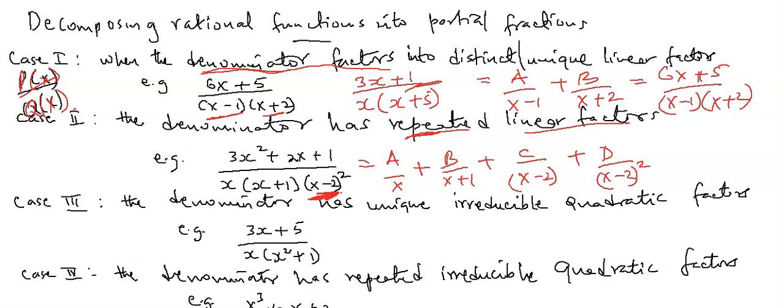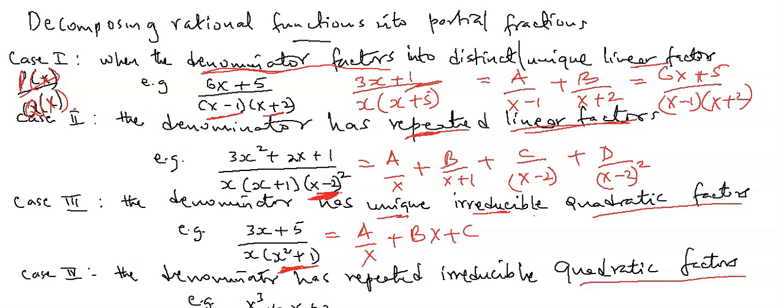Now, if you look at case 1 and case 2, the denominator has linear factors. When you go to case 3, the denominator deals with quadratic factors. And in case 3, you have unique irreducible factors. Irreducible means you cannot factorize them further. So they are unique. Note that x is linear. What is important here is this factor, x squared plus 1. It is a quadratic factor that you cannot reduce in the set of real numbers. So this one will be A over x, because x is linear, plus, now here is the difference, Bx plus C, note the numerator now, over x squared plus 1.